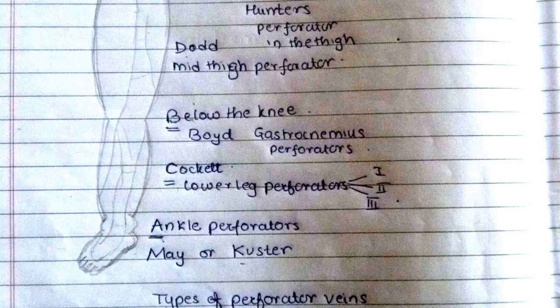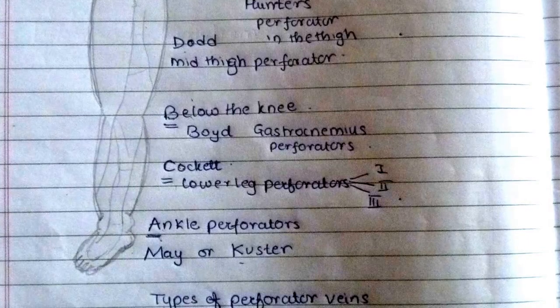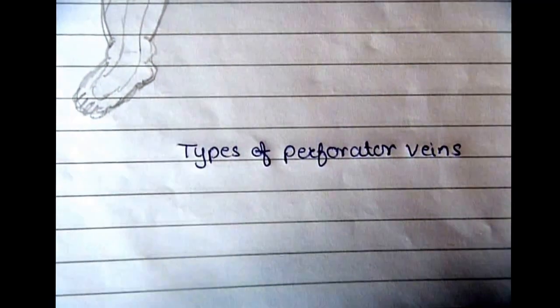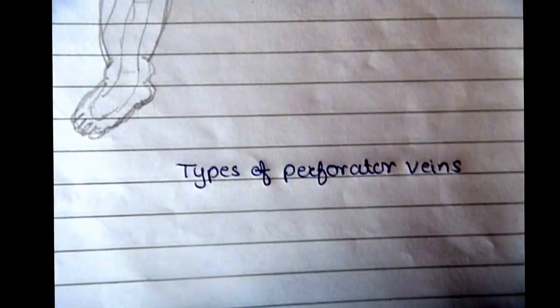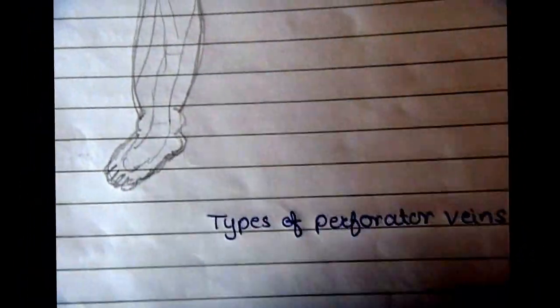Now there can be a reversal of flow which can be due to incompetence of these perforators, which will lead to varicose veins. Now in this video I'm going to talk about the types of perforator veins and how you will remember them.